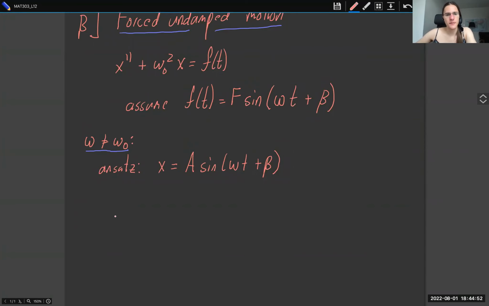So I think it does. If we take the derivative twice, it's the usual behavior. We get A, then omega squared, but sine becomes negative sine.